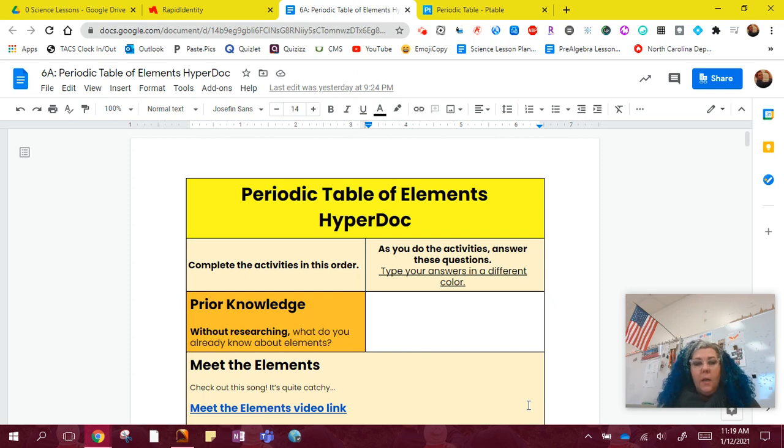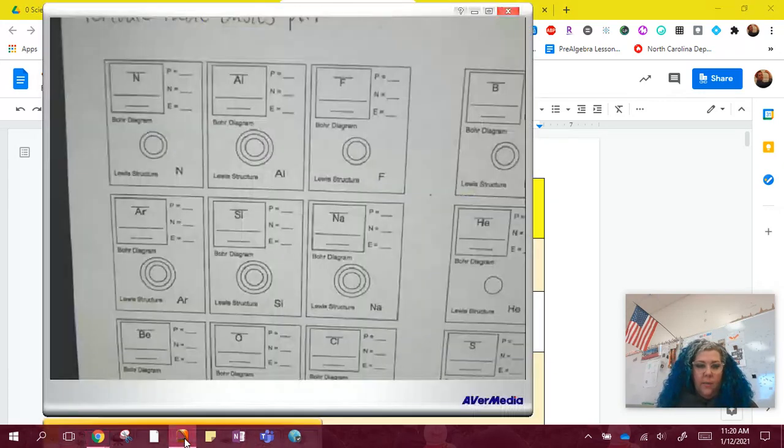Hey guys, what we're going to be talking about today is the periodic table of elements HyperDoc, and I'm going to be showing you the section that is the periodic table basics. So basically how to determine how many protons, electrons, and neutrons an element has, and that's going to be the first part of this. We're going to do something else tomorrow with the other part of the sheet that I'm giving you, but for now we're only doing the first part and I'll show you exactly what that is.